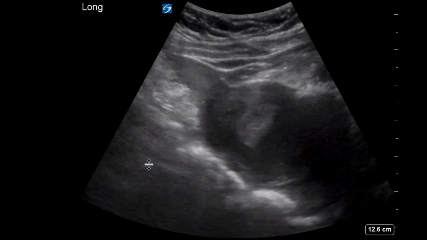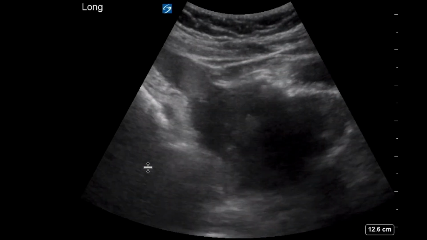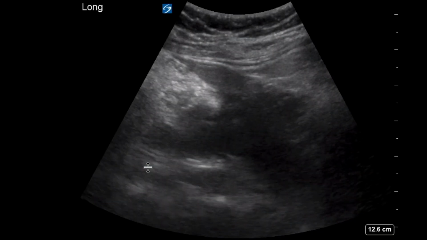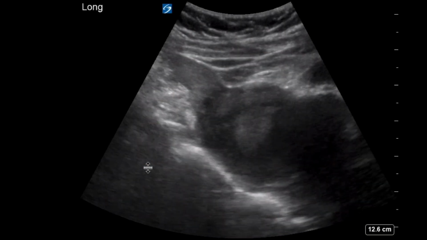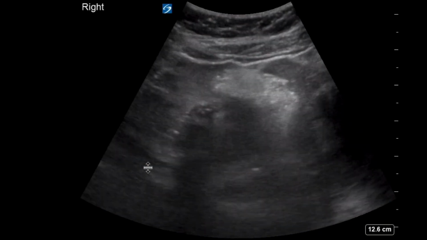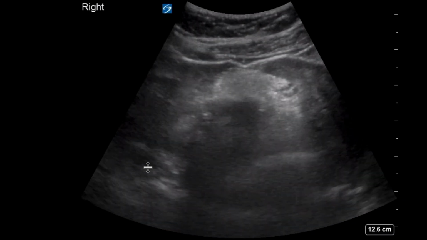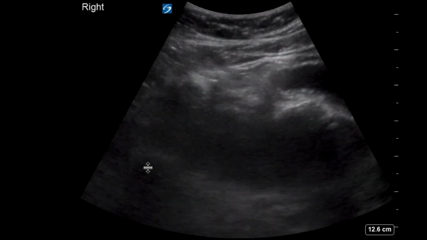So I'm even more concerned for ectopic pregnancy now. So the question is, where is that ectopic? We haven't found it yet. It's definitely not intrauterine. So we'd then be looking for the adnexa.